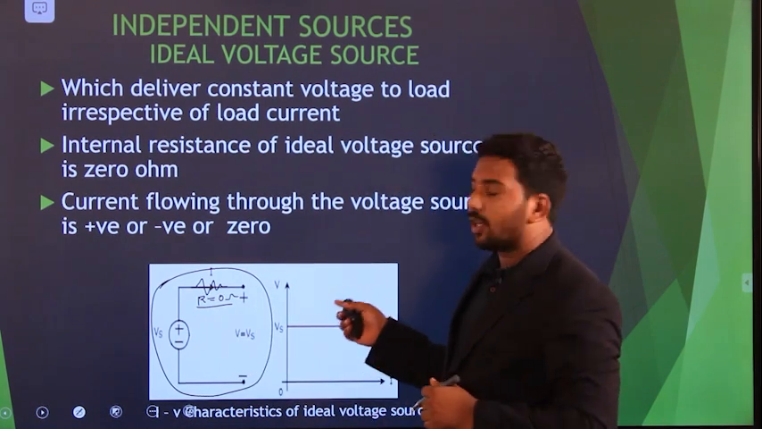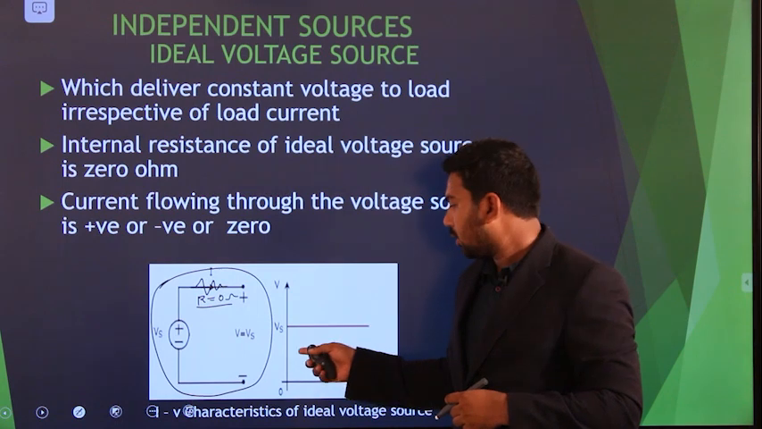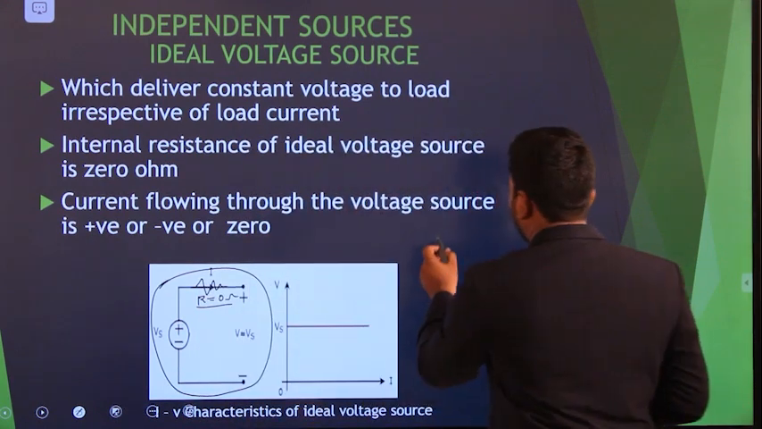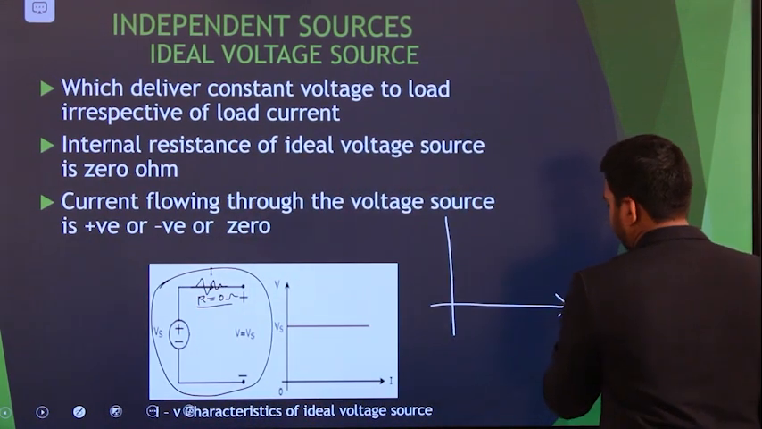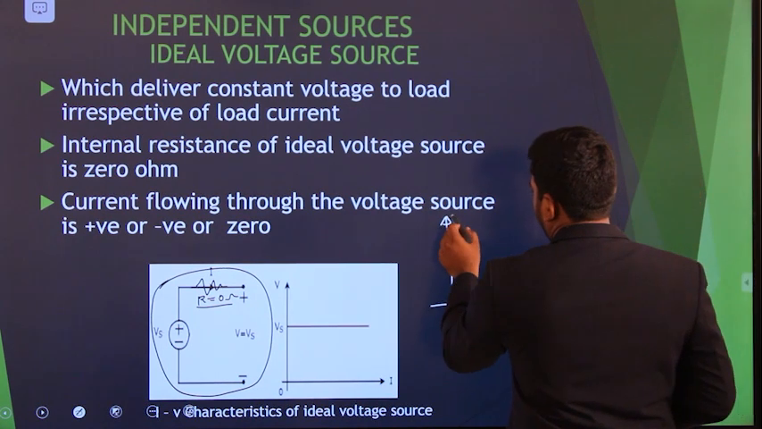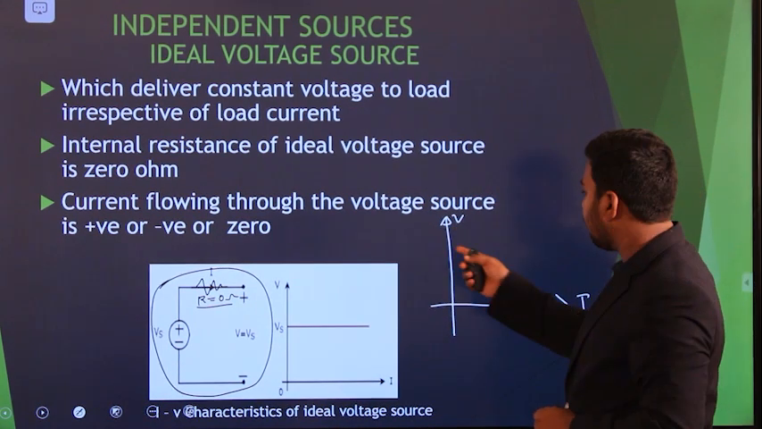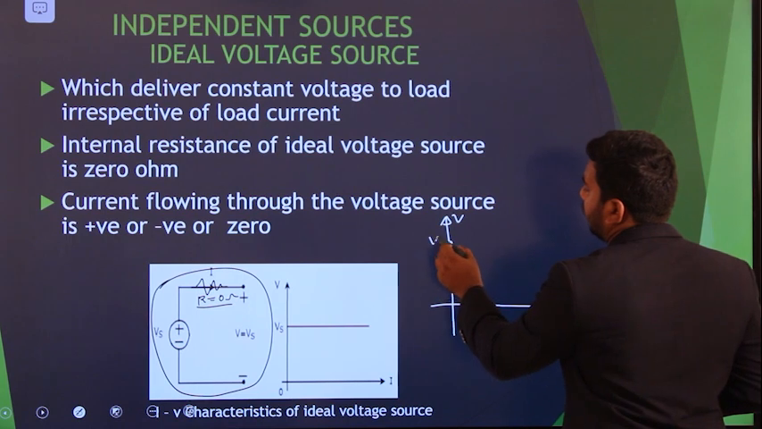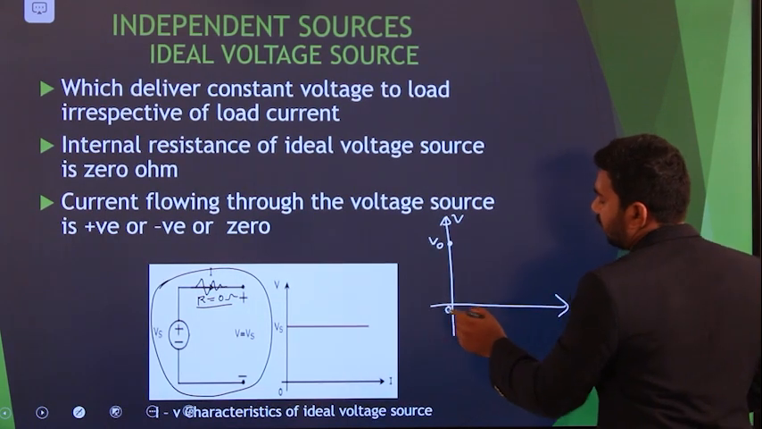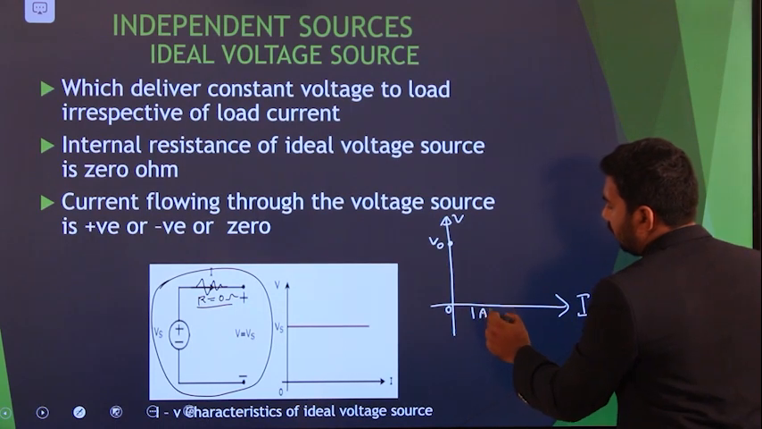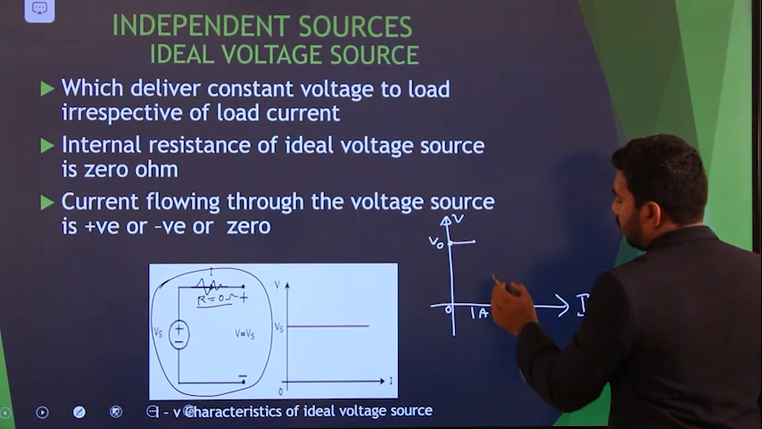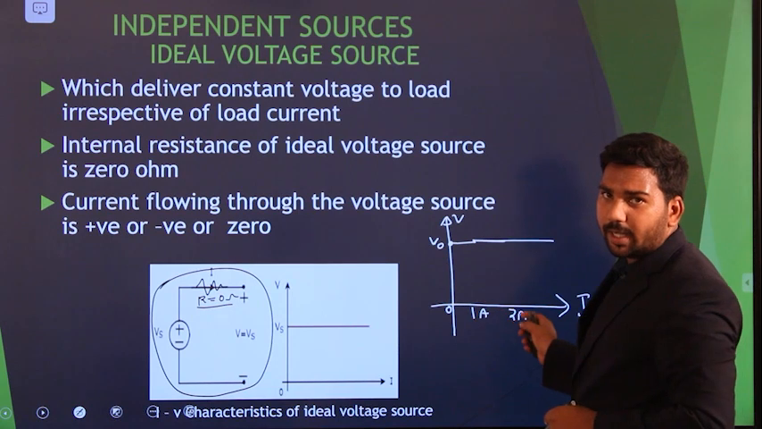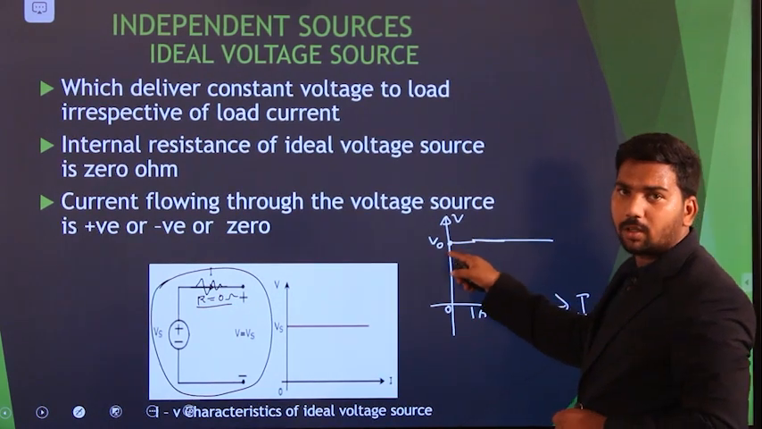Next, what is the plot of the ideal voltage source? Whatever may be the current, voltage is constant. If I plot the IV characteristics for the ideal voltage source, it looks like this. It is some value, let us assume V0, for 0 current. For 1 ampere current, it is constant. For 2 ampere, it is also constant. Whatever the current is, the voltage is constant at V0 only.